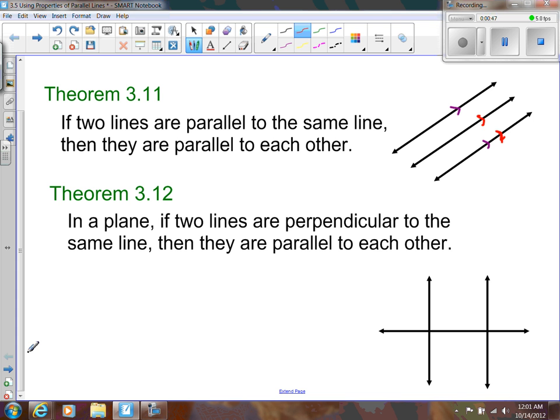Theorem 3.12 says in a plane, if two lines are perpendicular to the same line, then they are parallel to each other. So this line is perpendicular to that one. This line's perpendicular to that one. Therefore, these lines are parallel to each other.